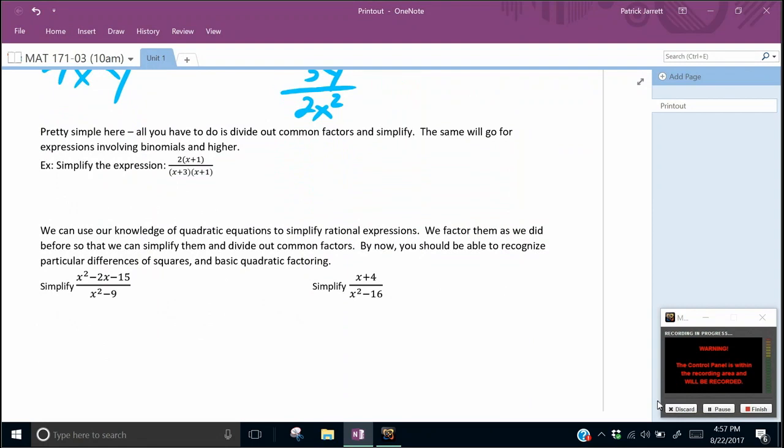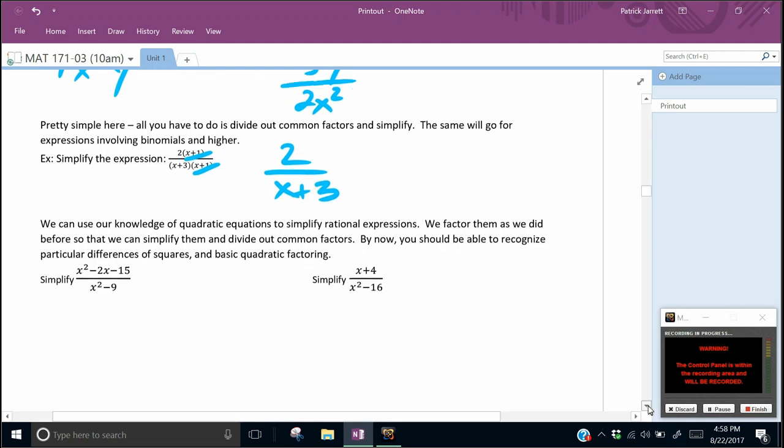Now, all you have to do is simply divide out common factors and simplify. So to simplify this expression, since this x plus 1 is the same thing, you're just going to be left with 2 over x plus 3. Now, if this were a rational function, the domain would still exclude negative 1 because it's still original in there.